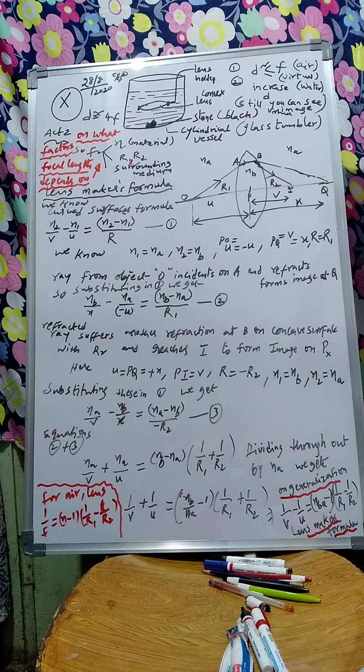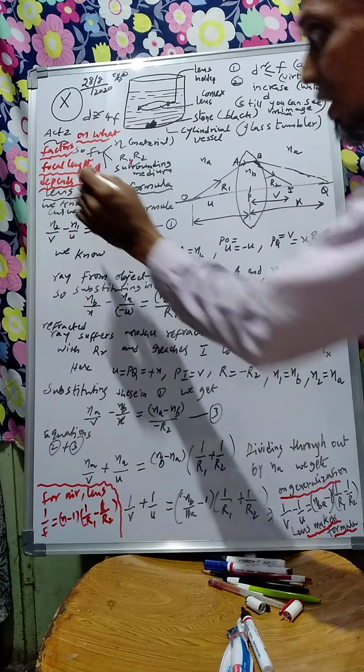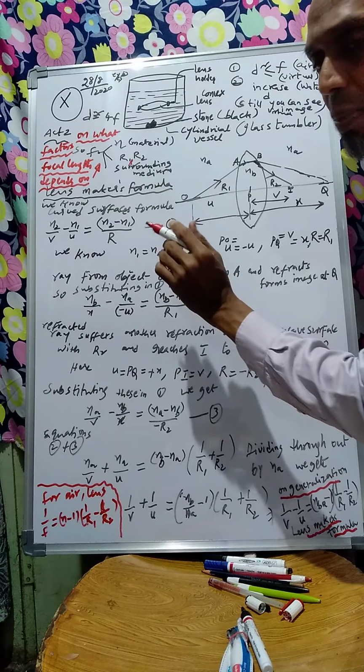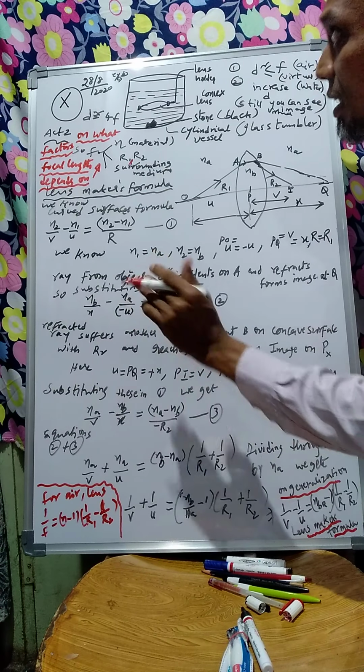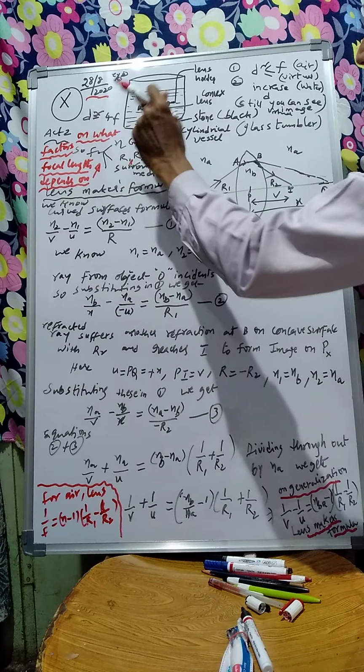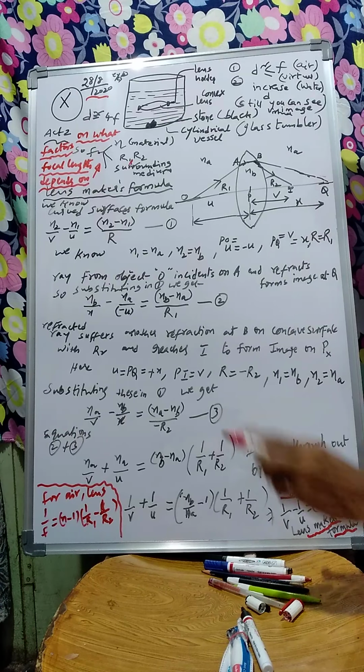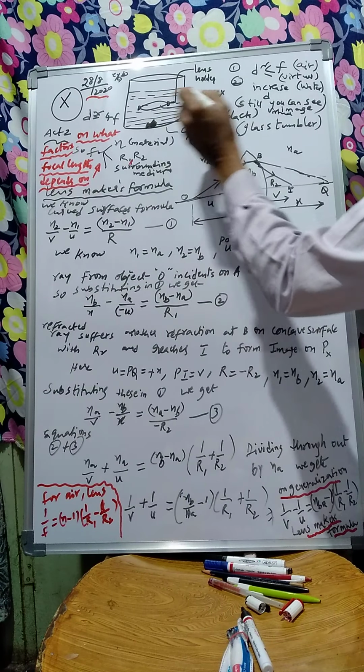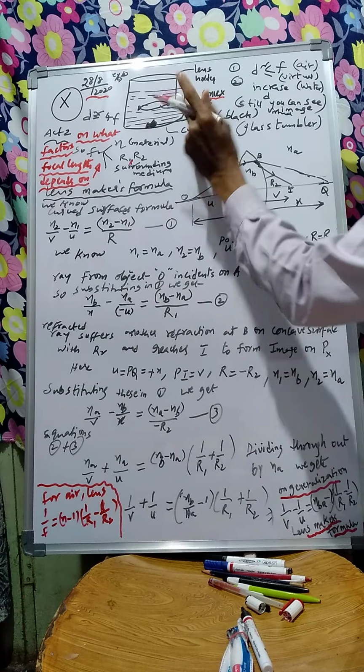See, children, for now, today's two activities are pending in lesson 4. Number 1: the first one is on what factors focal length depends on. For this activity, take a known convex lens of known focal length.